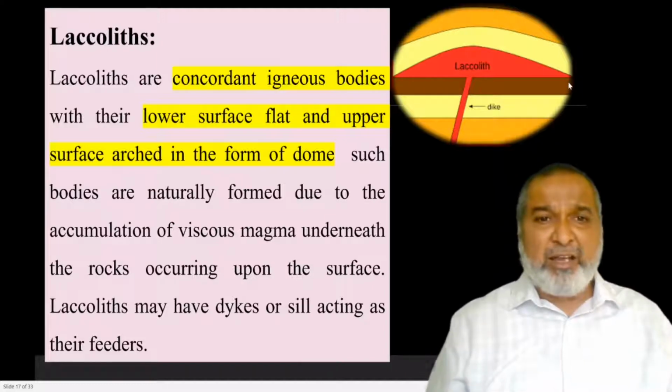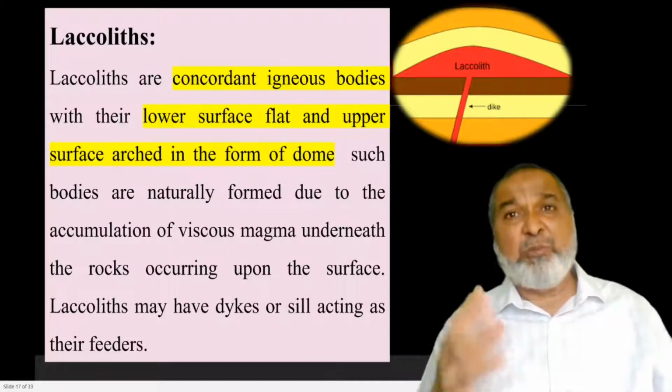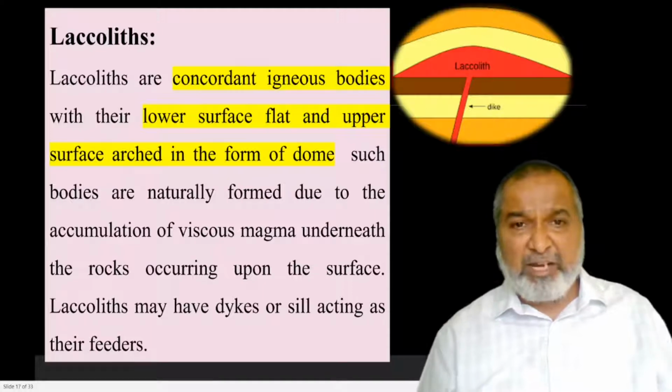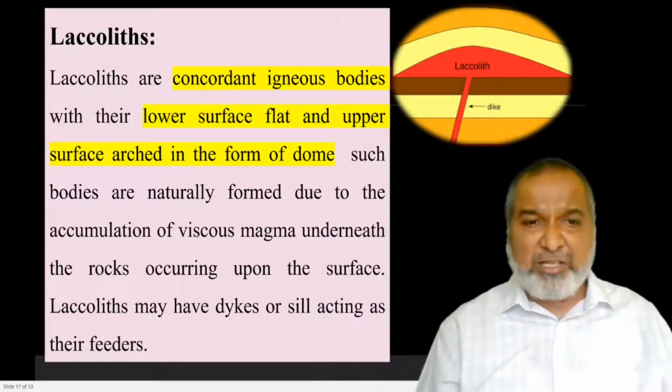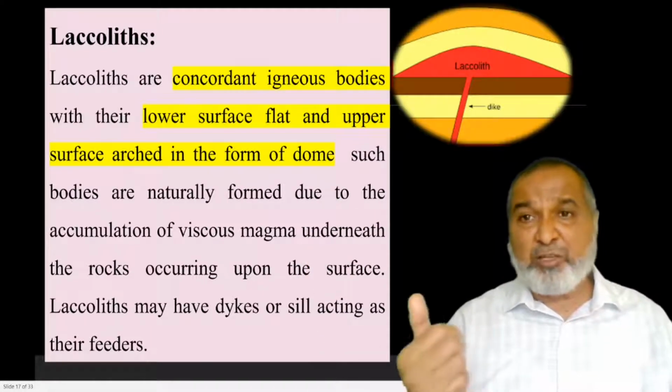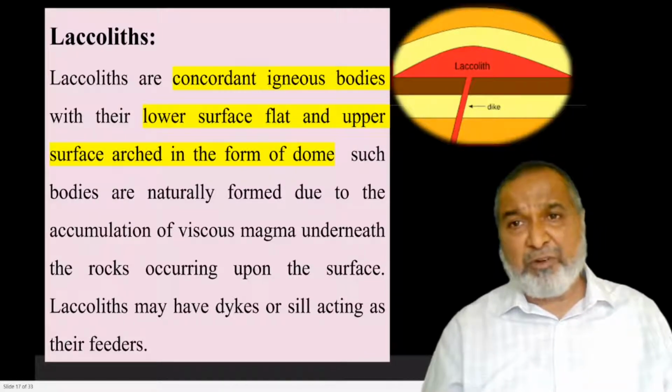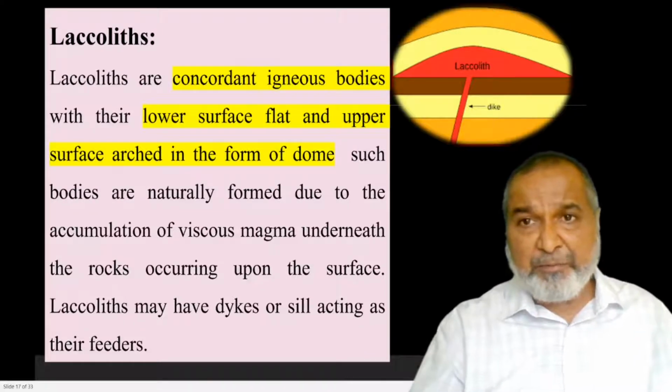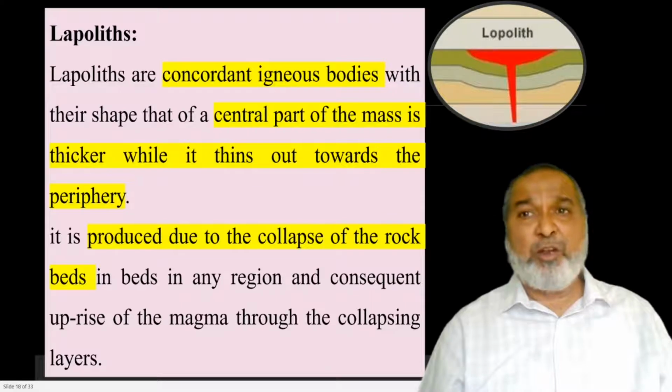This is normally the accumulation of viscous magma that could not travel a very long distance, only a very short one, and the source for this will be the dike. Next one, the lopolith.